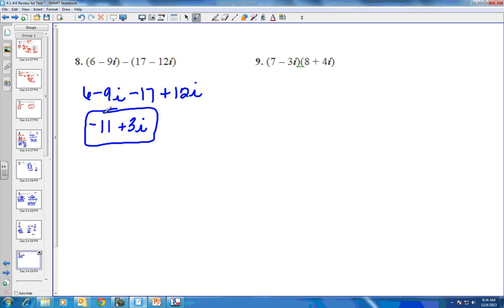That's wrong? Yeah, but look, negative times negative, I'm distributing that negative. So minus 17 minus a negative 12i, so minus a negative is plus 12i.